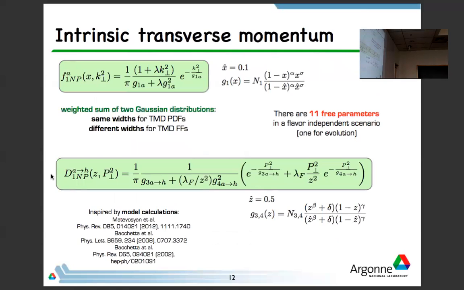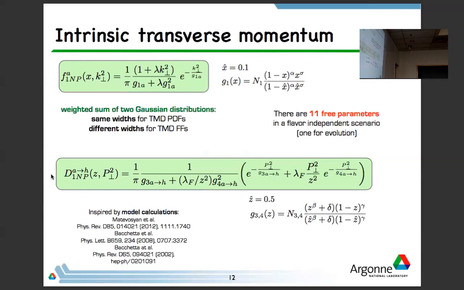Okay, so the models that we chose for describing the large bT part of our TMD PDF are the following. We had a weighted sum of two Gaussian distributions with the same widths for the TMD PDFs and different widths for the fragmentation functions. These functional forms are inspired by some model calculations, with some references here, but we have to say that mainly the form is also data driven. The fact of having one single width for the TMD PDF is essentially data driven.